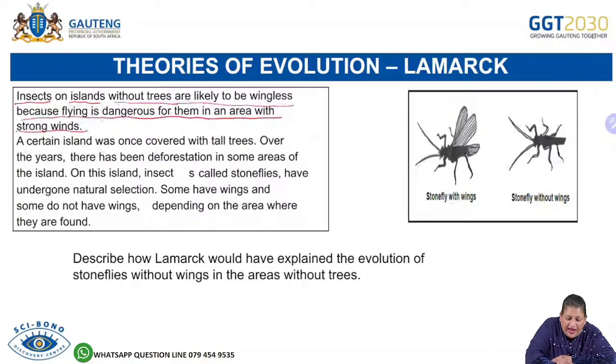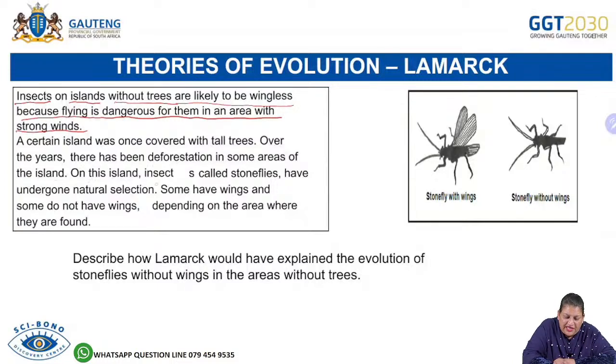Now, a certain island was once covered with tall trees. So many millions of years ago, there was an island with tall trees. Remember, the tall trees act as windbreakers. Over the years, there has been deforestation in some areas of the island. If there were tall trees many years ago, the wind was not strong, because it was stopped by the tall trees. So those insects had wings. But as trees were cut down and there were less and less trees, those flies lost their wings.